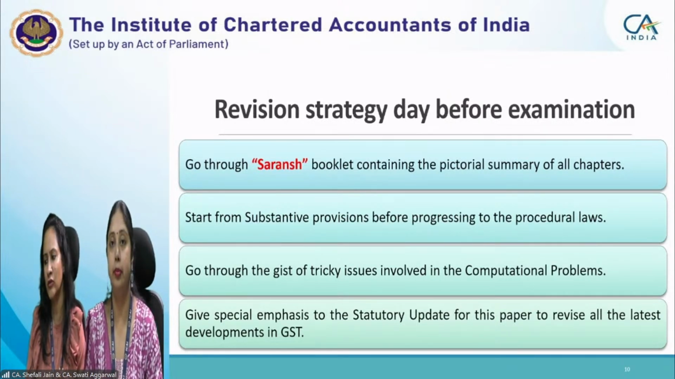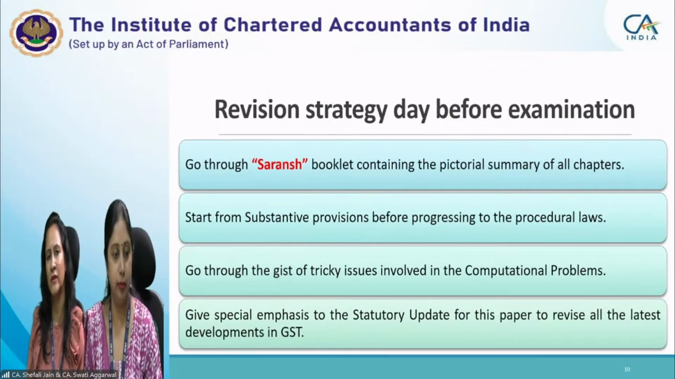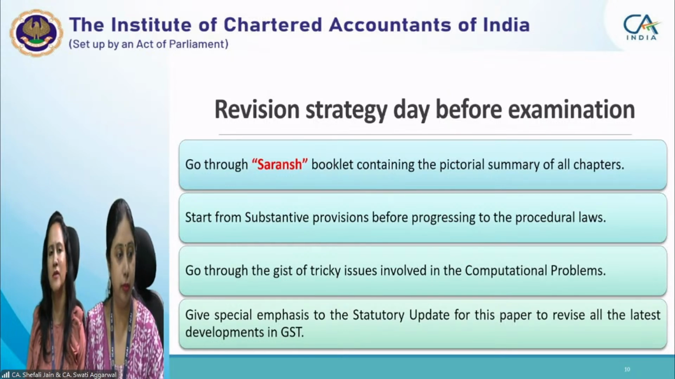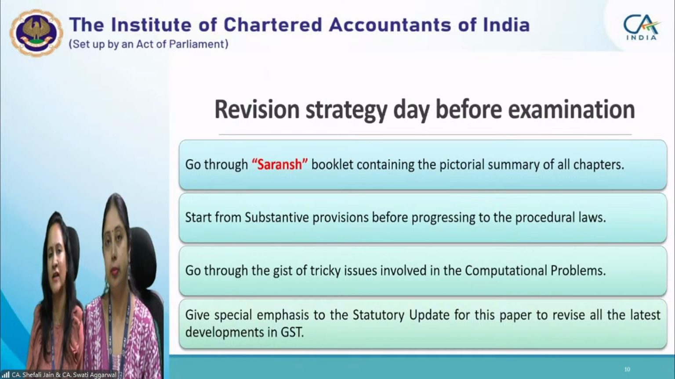Then, as you know, GST is a law paper, a rule-based legislation, and a lot of amendments are issued throughout the year. In the recent examination also, you must have seen that there was a special emphasis on the statutory updates, on the legislative amendments, recent amendments, which we have covered in the statutory update. So, while revising the day before the examination, you have to pay special attention to the statutory update for this paper, to revise all the latest developments on GST.